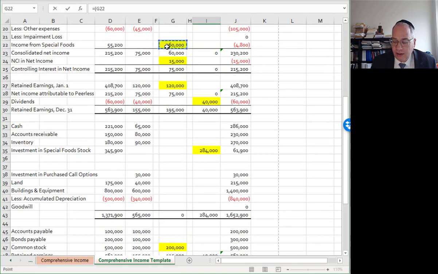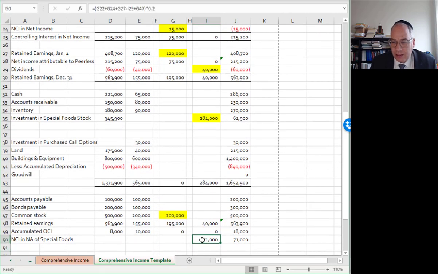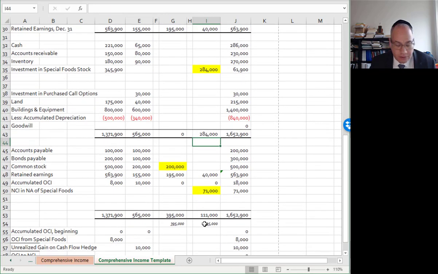So that'd be 60 plus 15 plus 120 minus 40 plus 200 times 20%, or $71,000. And if you're lucky, then debits equal credits. There you go.